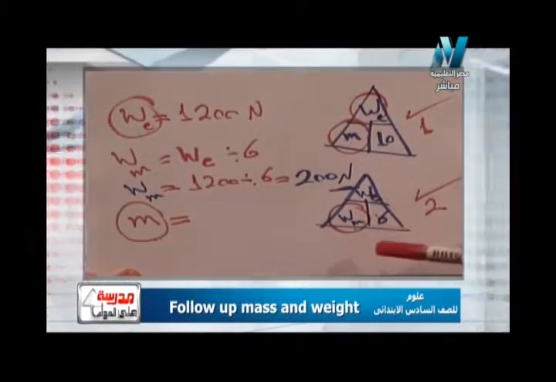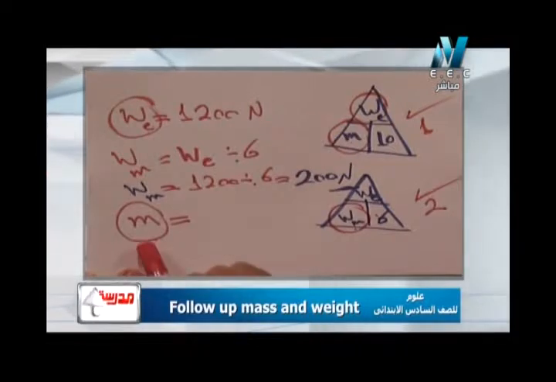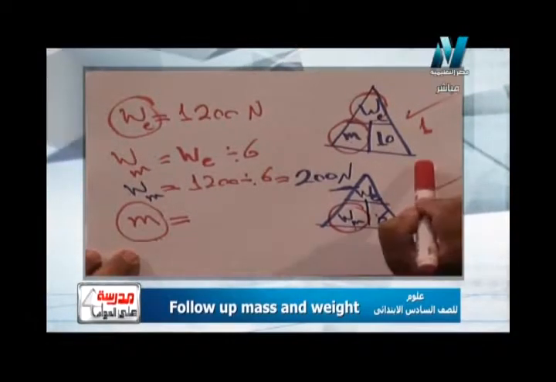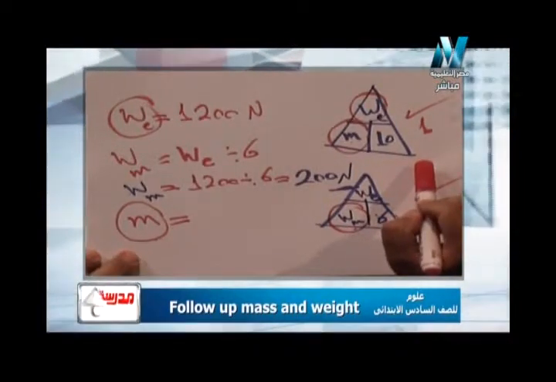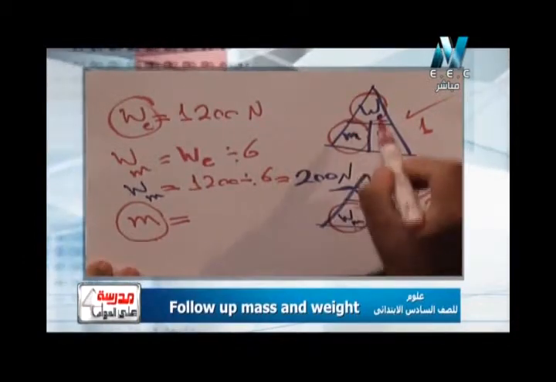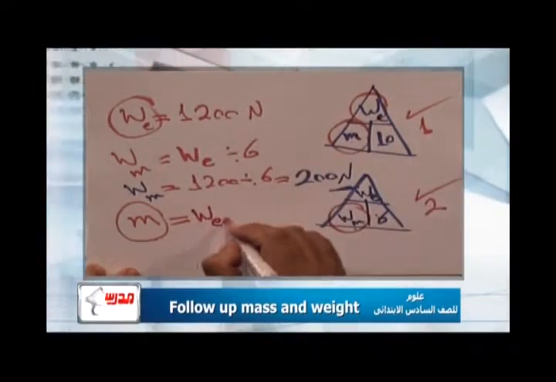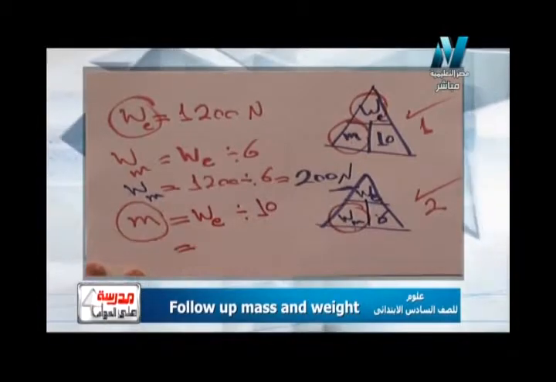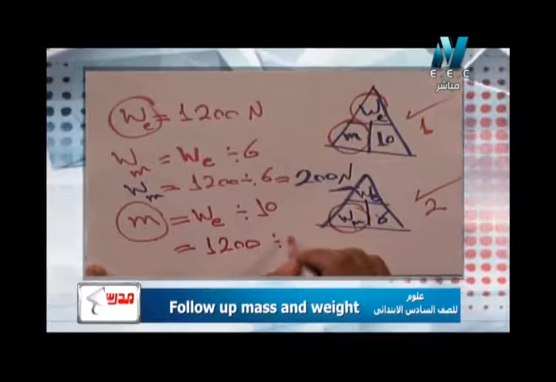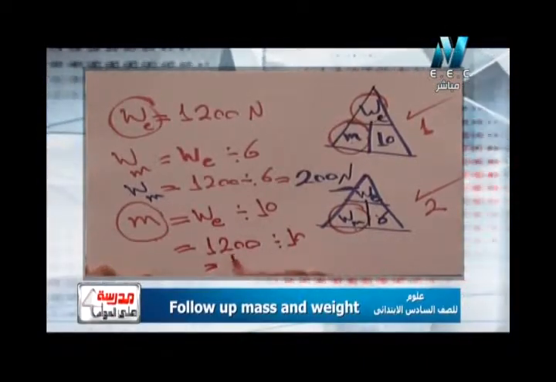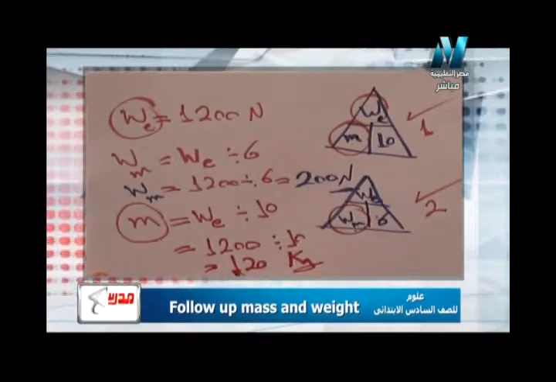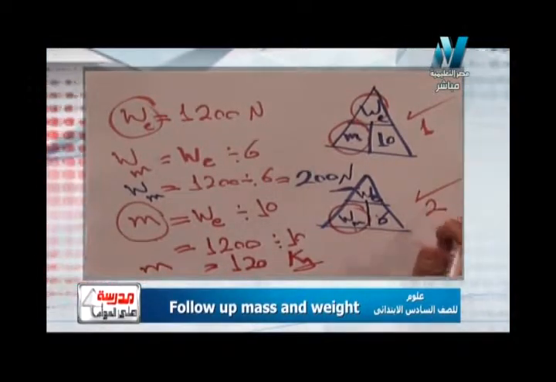Okay? Both laws are very important, but which of them will I use? For example, here I have weight on the earth and I want mass. If I want mass, surely the first law, or the first triangle. So mass equals what? Weight on the earth divided by 10. So it equals 1200 divided by 10, which is 120. 120 what? 120 kilogram. Why? Because I want mass, and when I talk about mass I say kilogram.